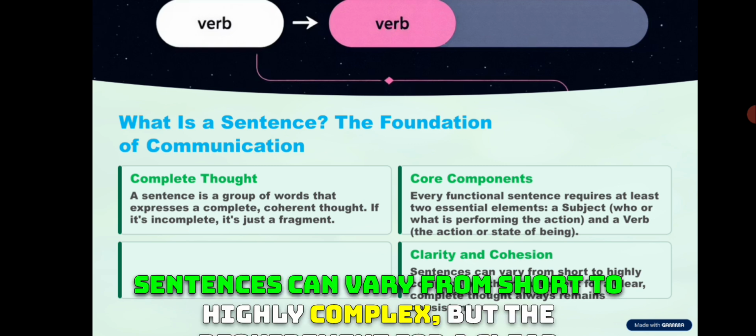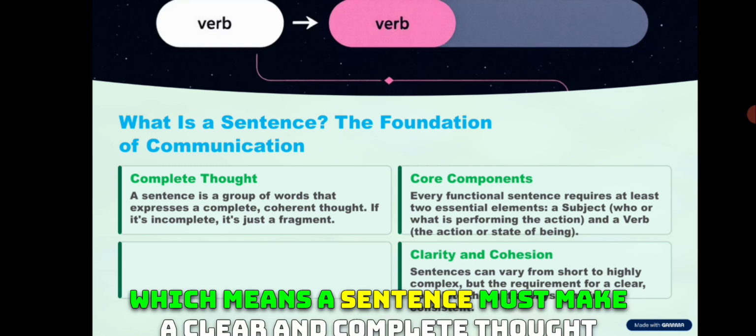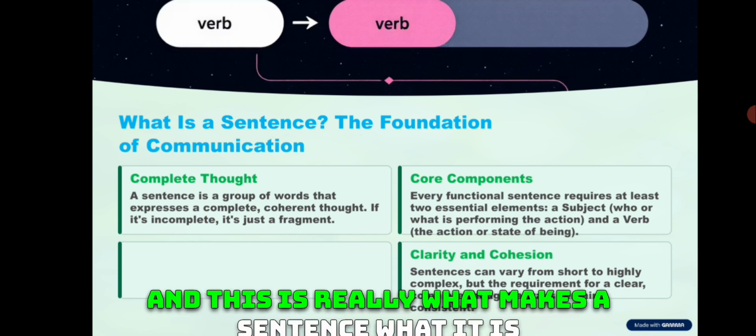Sentences can vary from short to highly complex, but the requirement for a clear, complete thought always remains consistent, which means a sentence must make a clear and complete thought. And this is really what makes a sentence what it is.